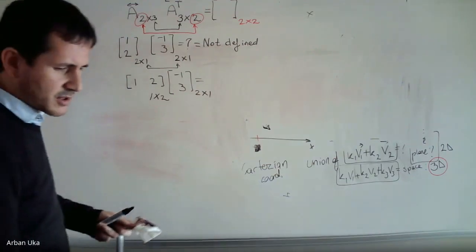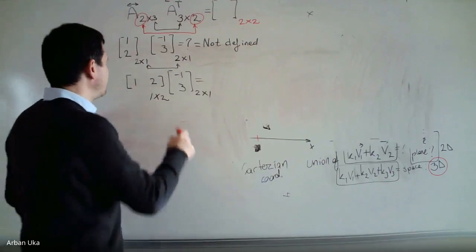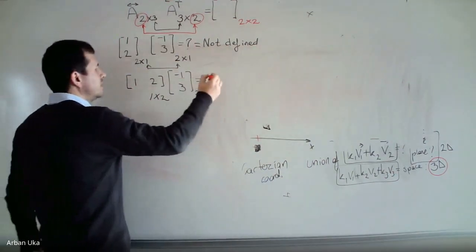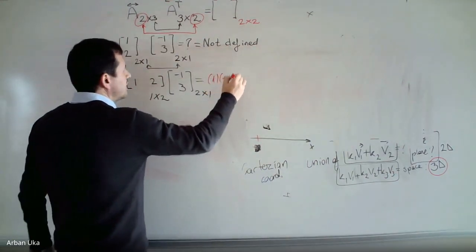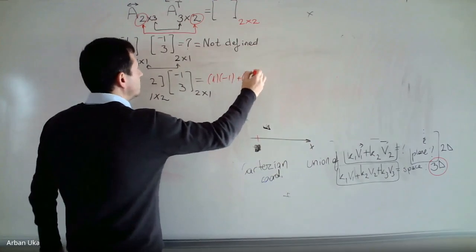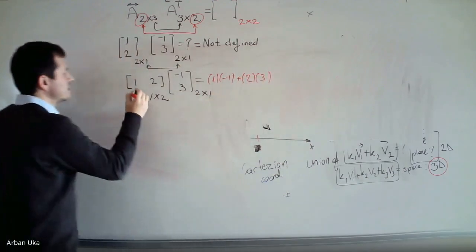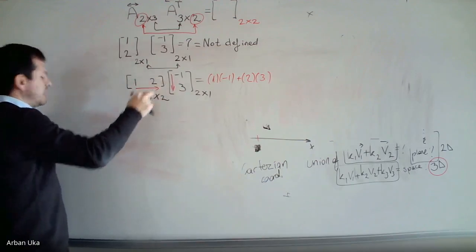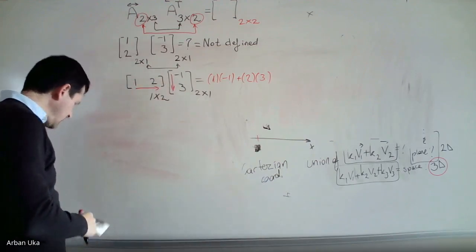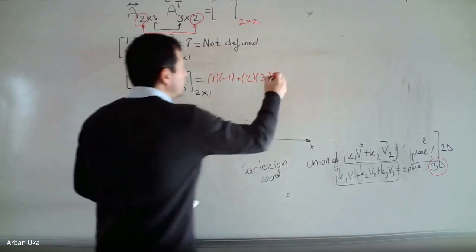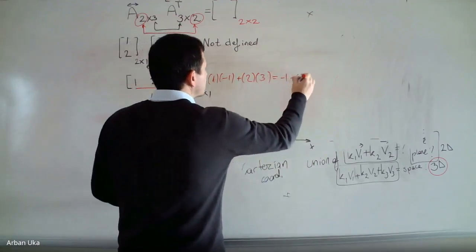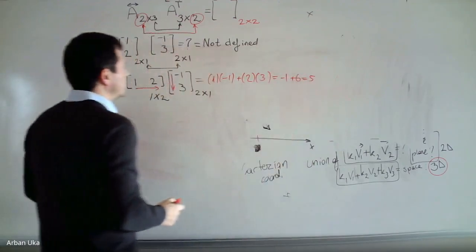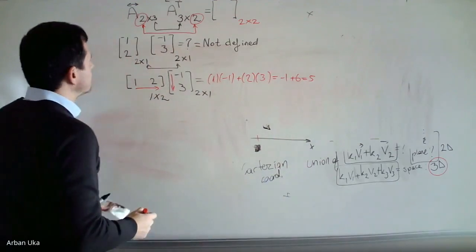If you get anything which is 1 by 1, we call this a scalar. And the result here is going to be 1 times -1 plus 2 times 3. Okay, so this is how we multiply those. We pair the numbers two by two. And what do we get here? We get -1 plus 6, we get 5. So this is the definition.